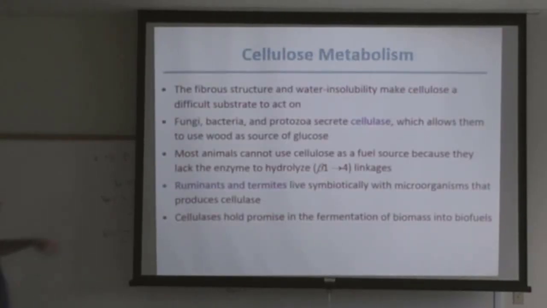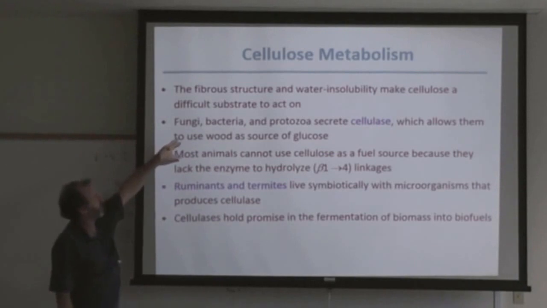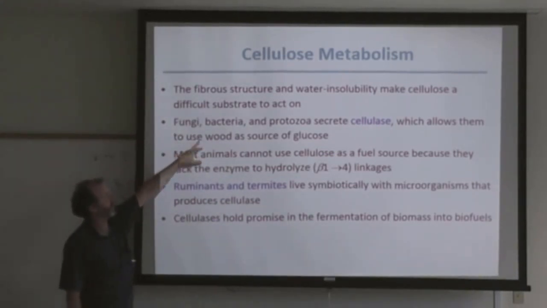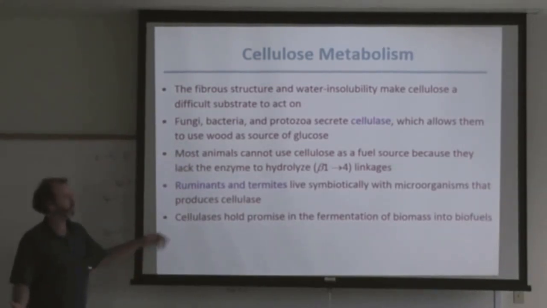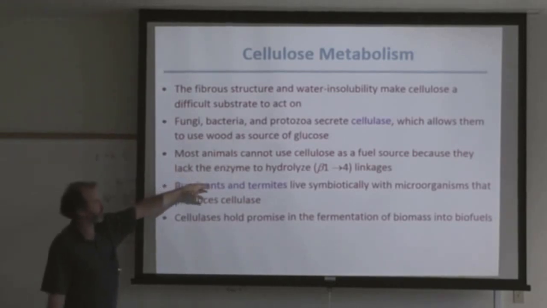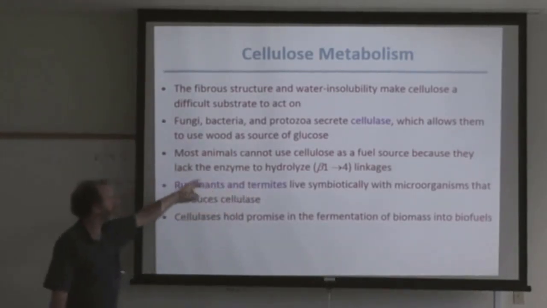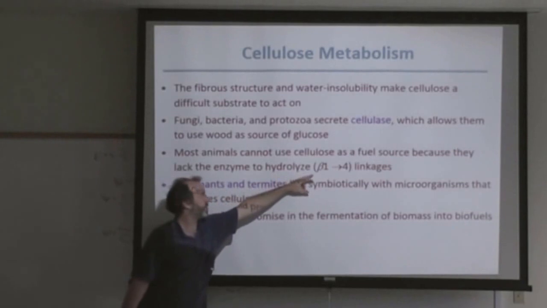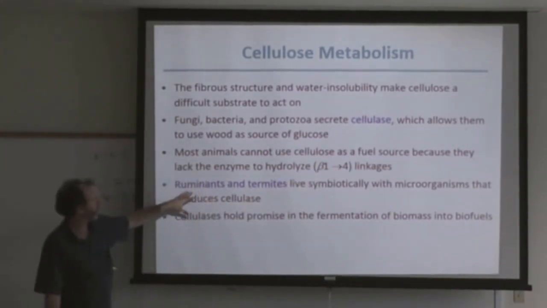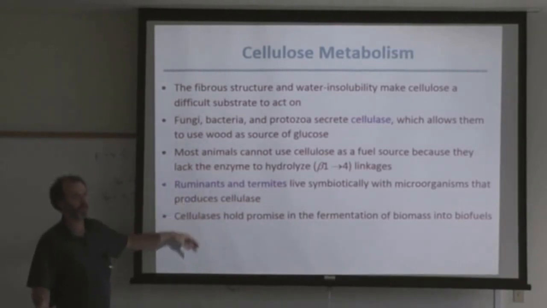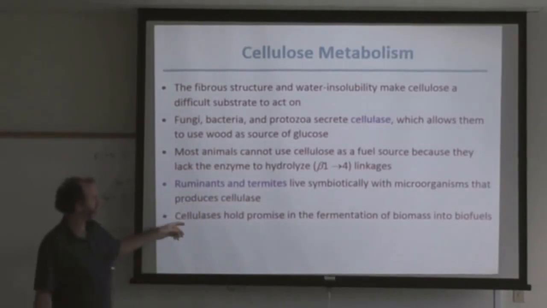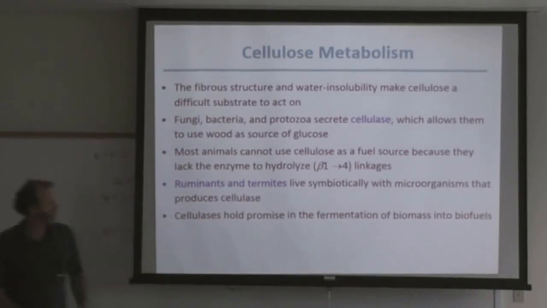So the fibrous structure and water insolubility make cellulose a difficult substrate to act on. Fungi, bacteria, and protozoa secrete cellulase, which allows them to use the wood as a source for glucose. And most animals cannot use cellulose as a fuel because they lack cellulase, which hydrolyzes beta 1 to 4 linkages. However, ruminants and termites, we all know, live symbiotically with bacteria that will produce cellulase. Cellulases hold promise for biomass and biofuels, right?